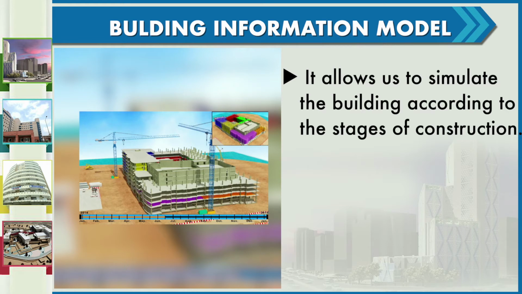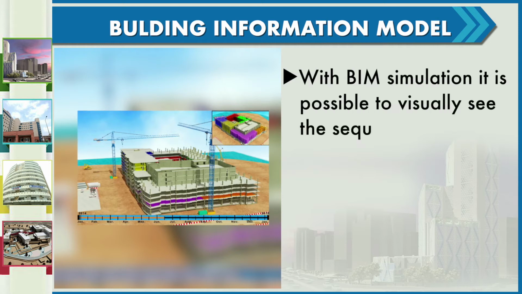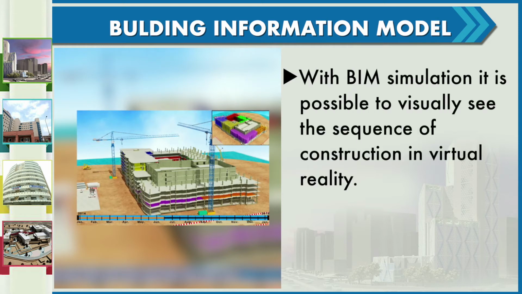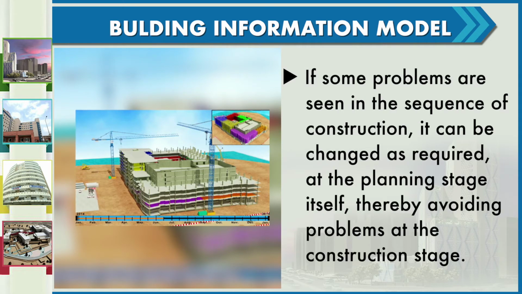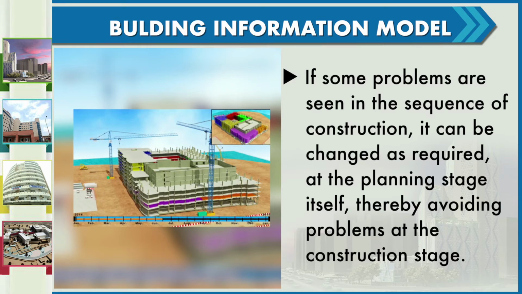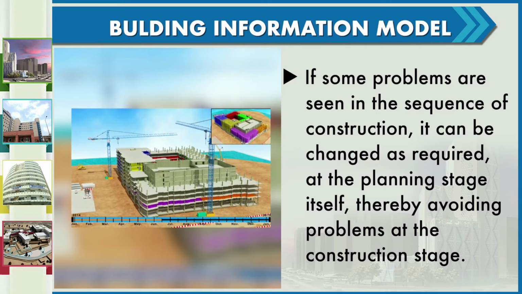The next important step is to simulate the building according to the stages of construction. This too can be done with the help of BIM. As can be seen in this video, with BIM simulation, you can virtually see the sequence of construction in virtual reality. If some problems are seen in the sequence of construction, it can be changed as required at the planning stage itself, thereby avoiding problems at the construction stage. This is done with BIM 4D, which deals with construction sequencing.